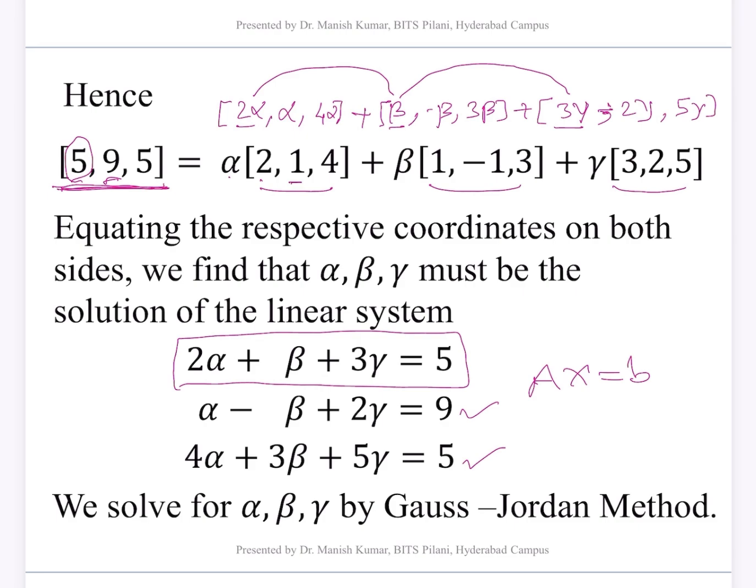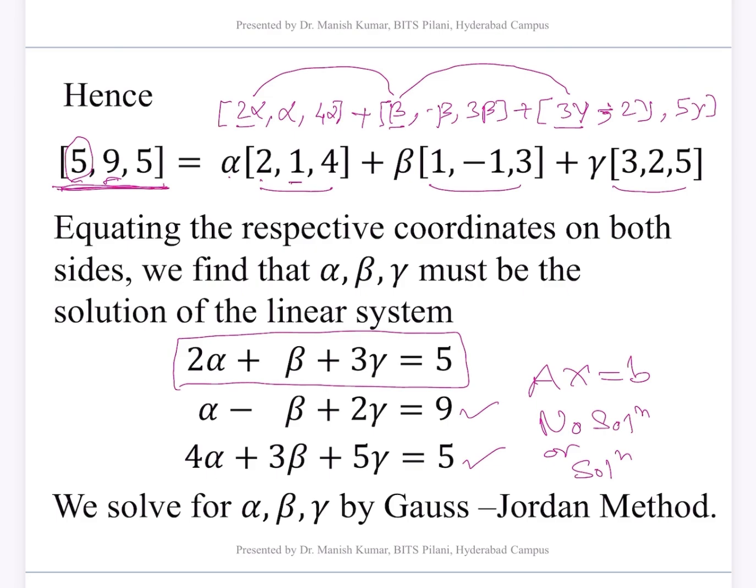If this system has no solution, only two cases will happen. Either a solution exists or no solution, right? So if a solution exists, then this vector can be written as a linear combination of them. If no solution exists, then this cannot be written as a linear combination of the three vectors, right? It means that this vector is not in the row space of the given matrix.